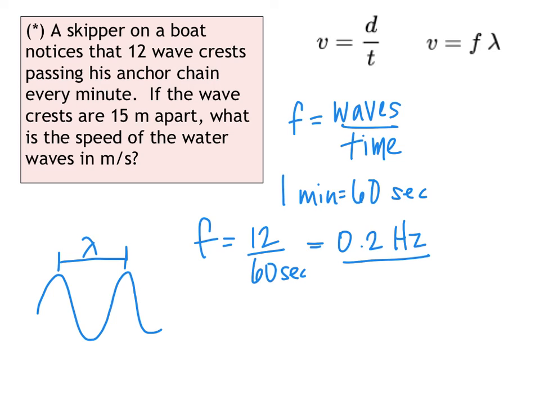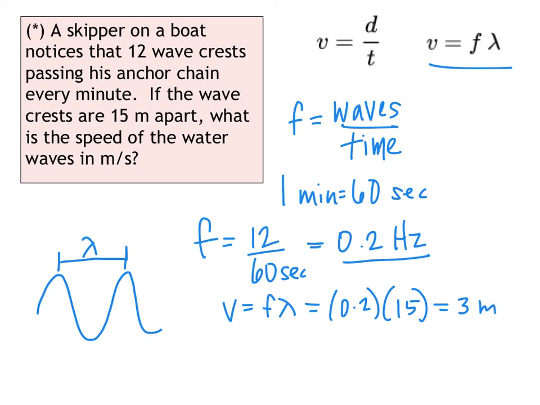That's one wave. And so we're going to use this equation here, v is equal to f times lambda. So we would take the frequency that we just found, 0.2, and we would multiply it by the 15, which is the wavelength. And so 0.2 times 15 is 3. That's our wave speed.